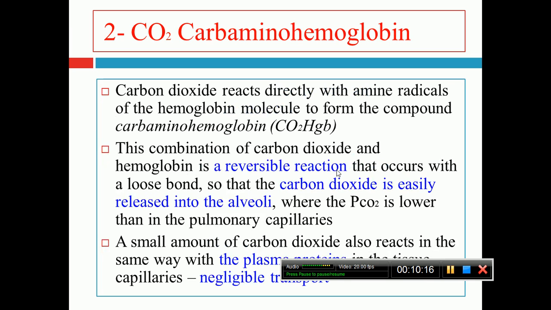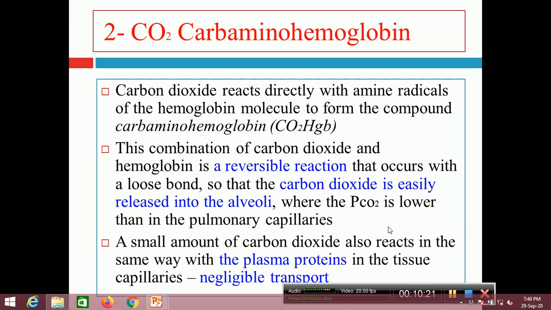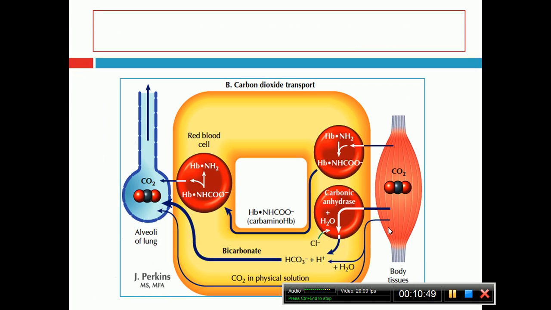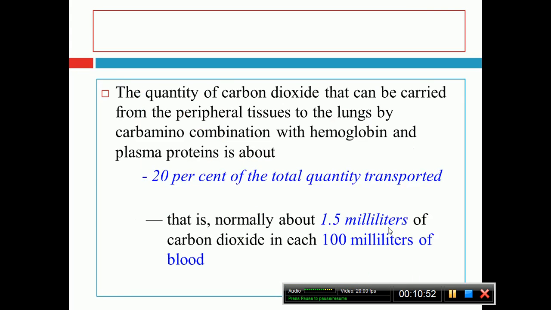So second one is carbaminohemoglobin. We have already seen how it is being transported. This is again a reversible reaction because loading and unloading has to take place, and there is a loose bond, so that carbon dioxide is easily released into alveoli where PCO2 is lower than in pulmonary capillaries. A small amount of carbon dioxide also reacts the same way with plasma protein in the tissue capillaries, that is a negligible transport.